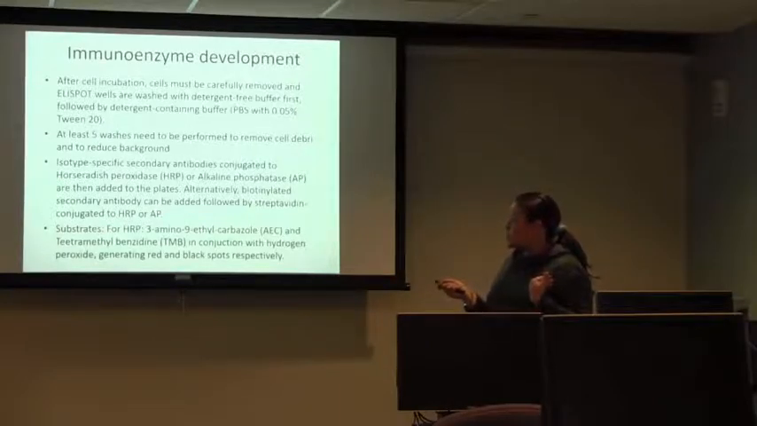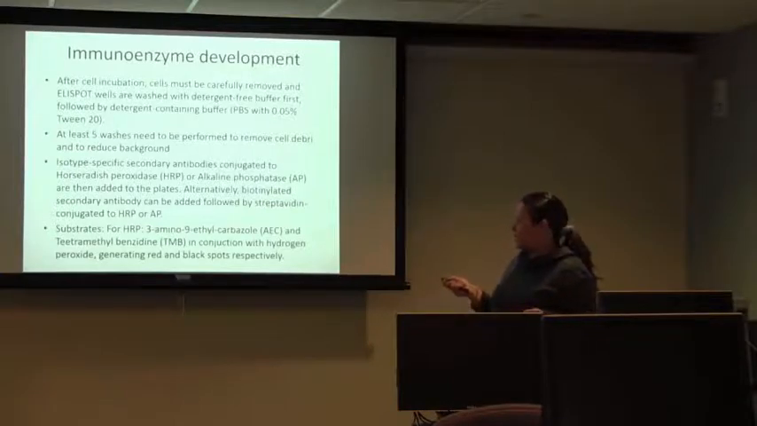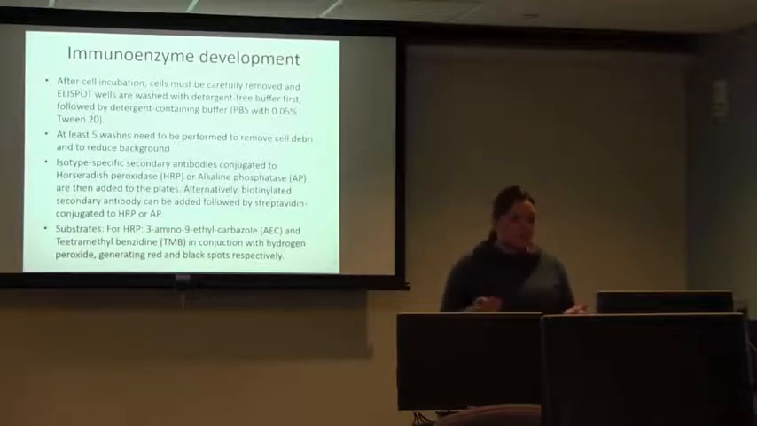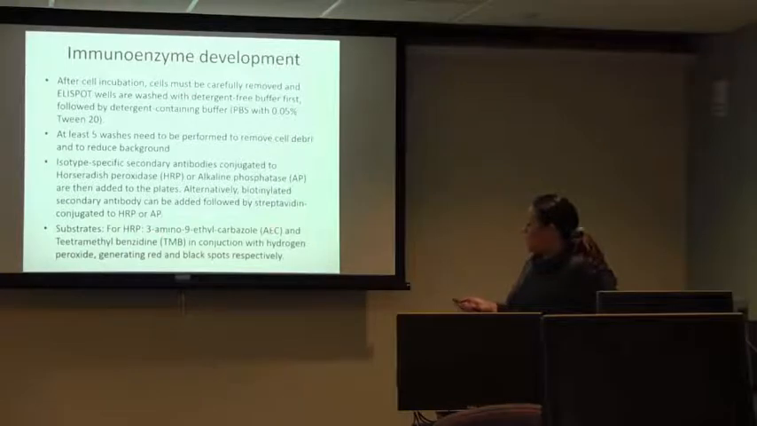Then you come in with an isotype-specific secondary antibody in the case of the 2-step ELISPOT. You could use the HRP conjugated antibody or the alkaline phosphatase conjugated antibody. When you use these two together, you can look at different cytokines or different antibody isotypes at the same time, because you can have a secondary against IgM, for example, in alkaline phosphatase, and an IgG, for example, against HRP, and then use different substrates, and you get either a red or a black spot, depending on which isotype you're looking at. The substrates commonly used for HRP are AEC and TMB in conjunction with hydrogen peroxide.